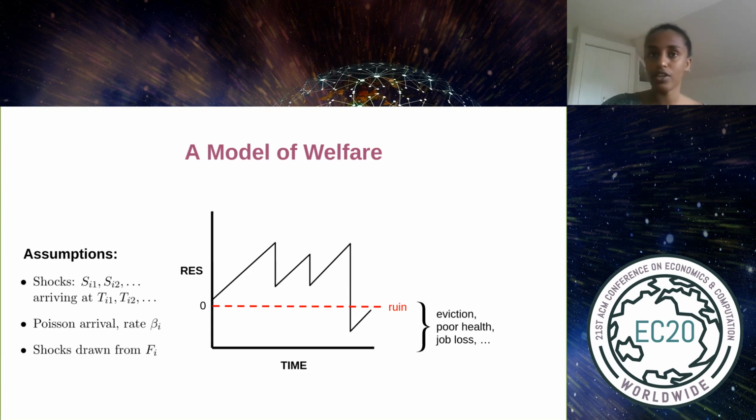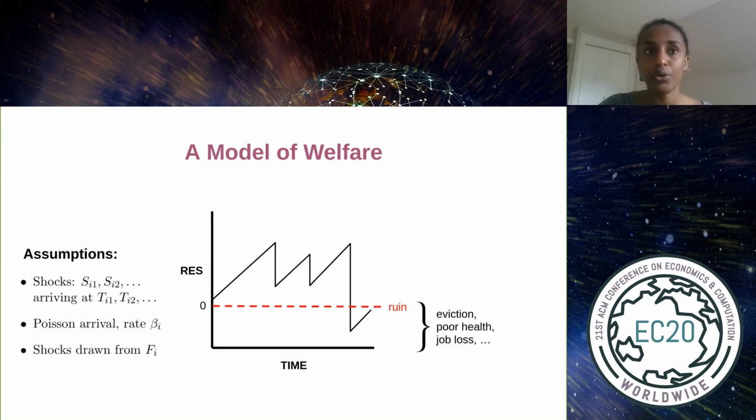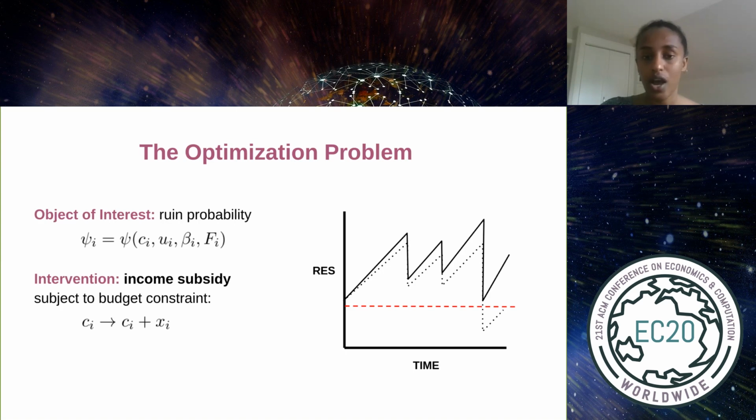And we're working in infinite horizon. So really what we're interested in is the agent's ruin probability. That is the probability that at some point in time they might fall below this threshold that we've set at 0 here. So that's our object of interest, the ruin probability, which we denote by phi. And you can see that it's entirely determined by your income, initial reserve, the arrival rate of the shocks, and the distribution from which we're drawing the shocks.